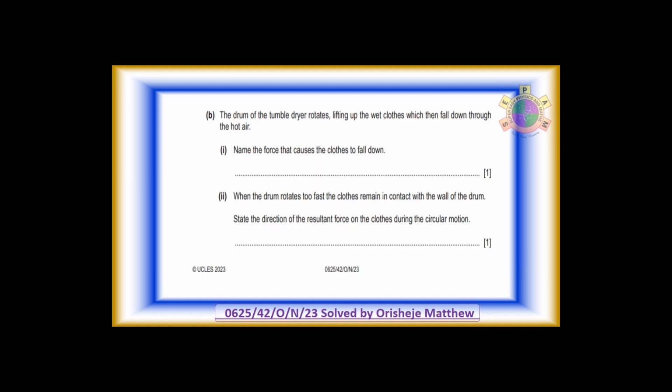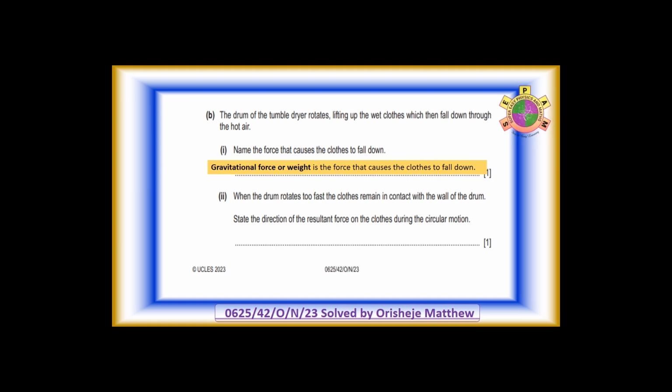Question 2b. The drum of the tumble dryer rotates, lifting up the wet clothes which then fall down through the hot air. I. Name the force that causes the clothes to fall down. Gravitational force or weight is the force that causes the clothes to fall down.